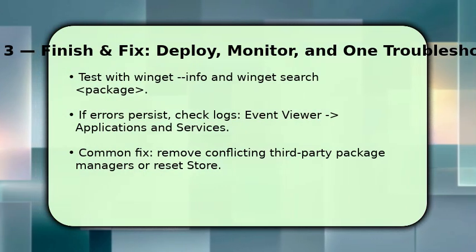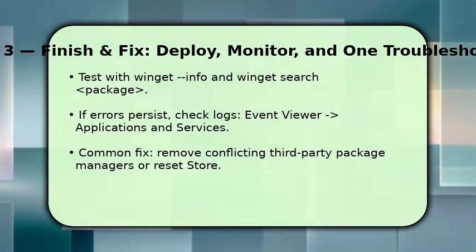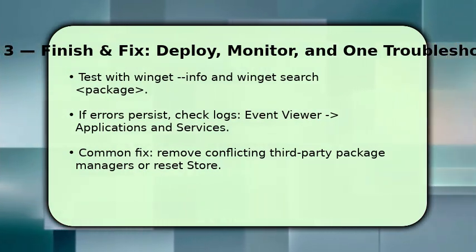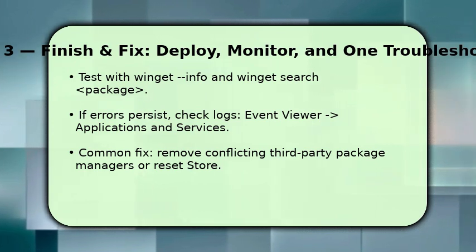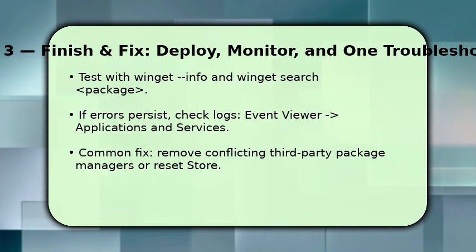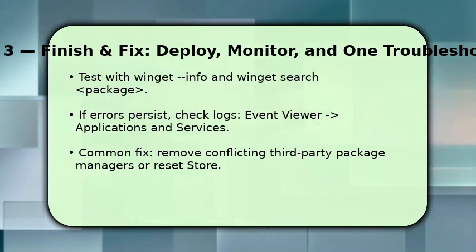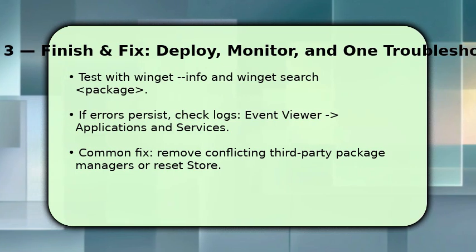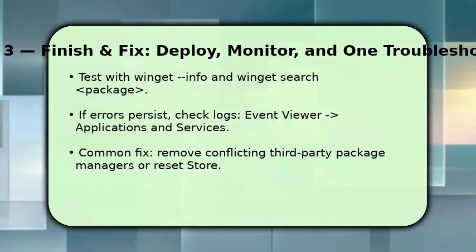Finish by validating functionality. Run winget info, then try winget search package and winget install package to confirm operations. If you still see errors, open Event Viewer and inspect Applications and Services logs for Apps or Store entries. Those logs reveal deployment or permission failures.